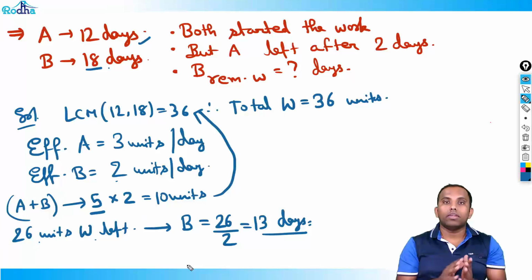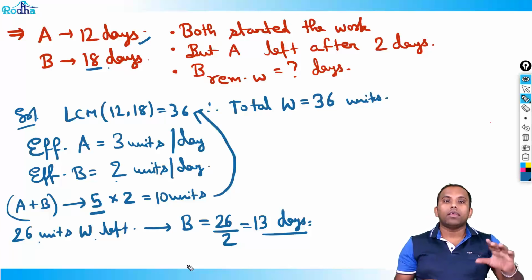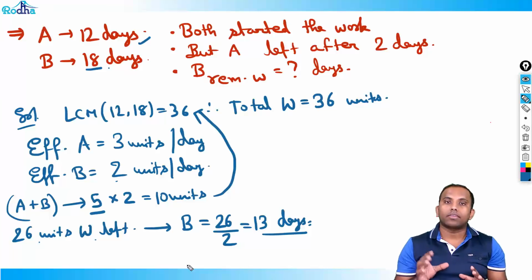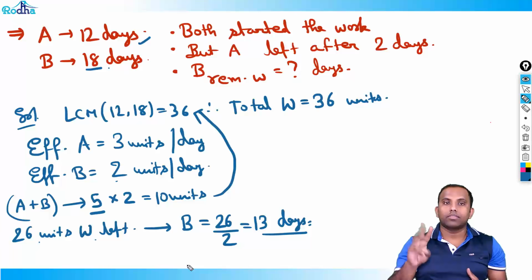A can do a work in 12 days. B can do a work in 18 days. Both started the work, but A left after 2 days. In how many days will B complete the remaining work? So what is the LCM of 12 and 18? It is 36. That means I'll assume the total work to be 36 units. A can do it in 12 days, so A's per day work is 3 units. B can do it in 18 days, so B's per day work is 2 units. Both started the work, that means A plus B combined, 3 plus 2, 5 units.